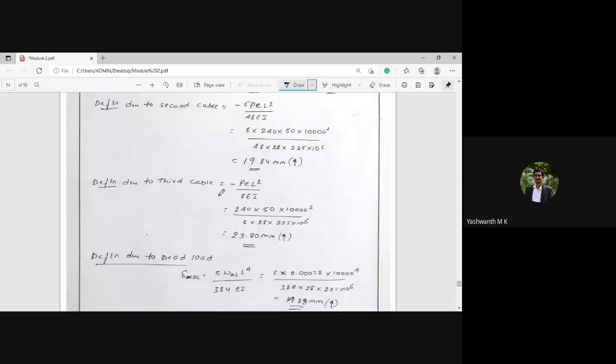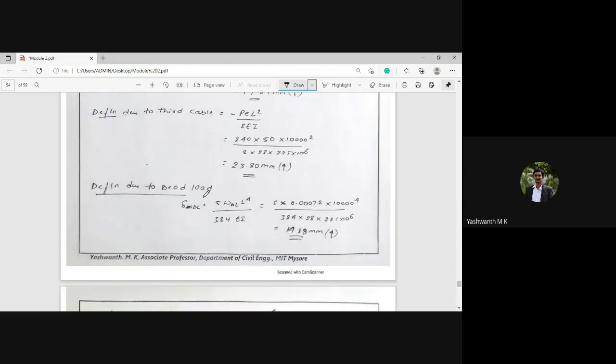Next, deflection due to the third cable, which is a straight cable. The formula is PE L square divided by 8EI. Let me substitute 240 into 50 into 10,000 square divided by 8 into 28 kilonewton per millimeter square into moment of inertia. The answer will be 23.80. Please observe this very important thing: comparing all the cables, the upward deflection is more in the case of the straight cable as compared to the parabolic cable. Is it clear?